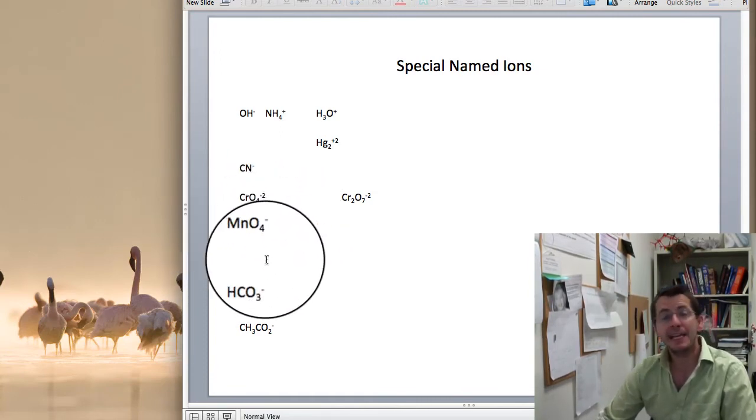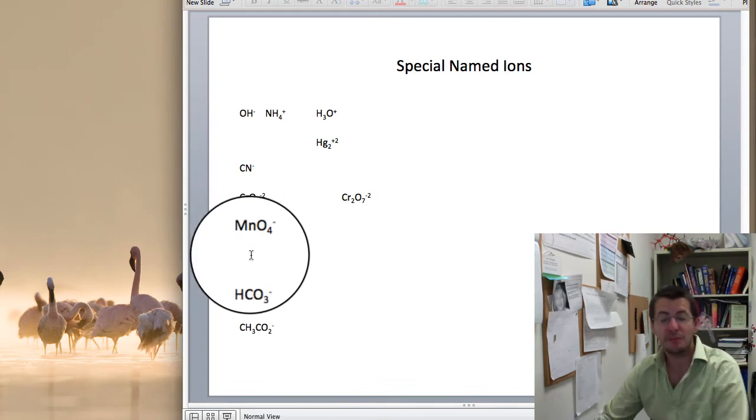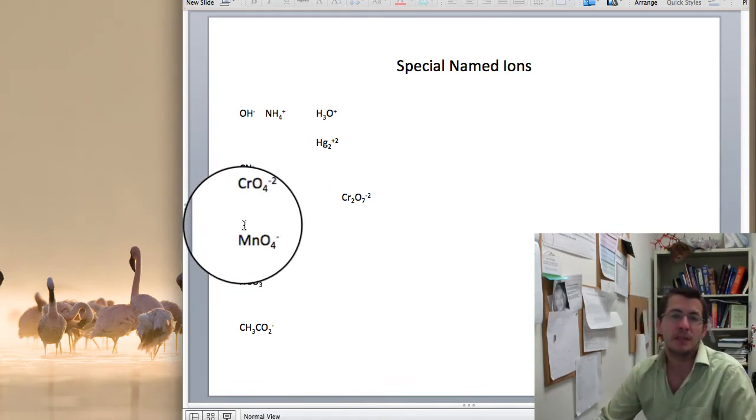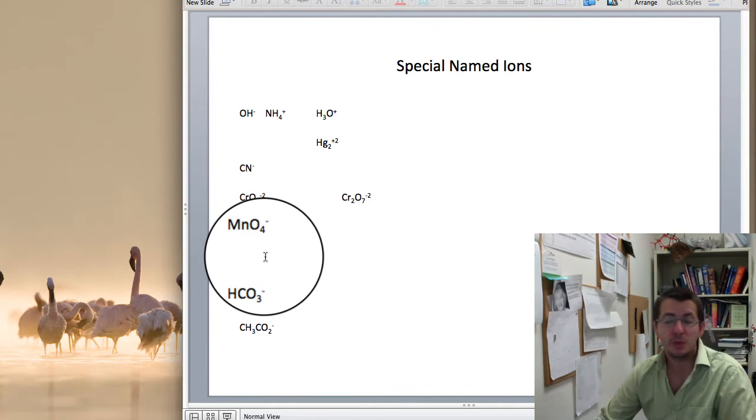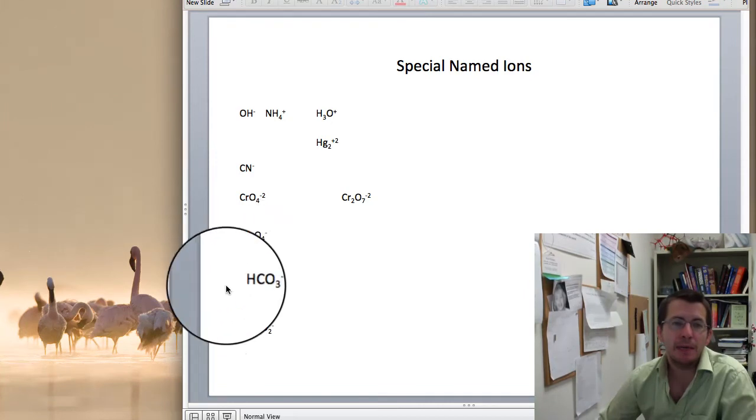We have the permanganate ion, MnO4-, very common, very pretty too, bright purple, permanganate, which kind of leads you to think that maybe there's a manganate ion. What would be the formula of the manganate ion? Something to think about. Permanganate.